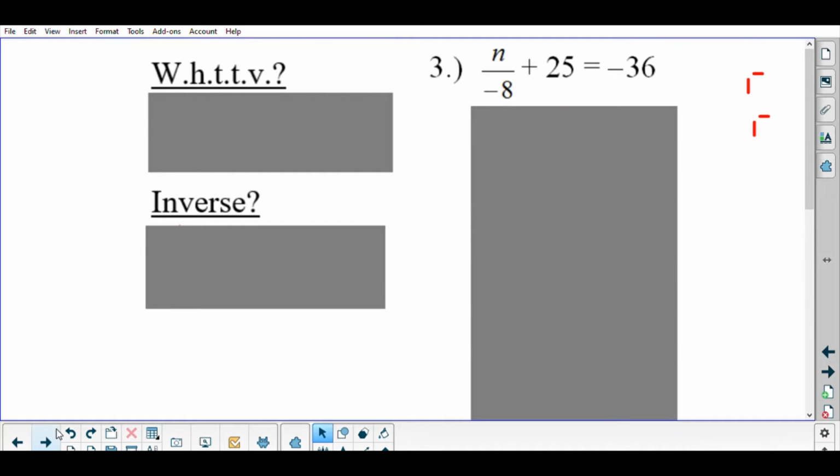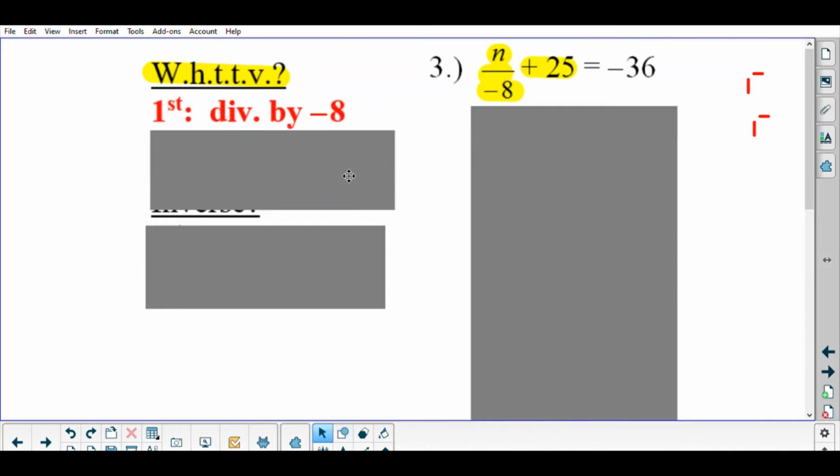It's time now to do a couple together. Problem number 3. It's on the first page, and I believe there's a little bit of room on the left for you to write out the thought process, which is going through what's happening to the variable, WHTTV if you want to abbreviate. So what's happening to the variable n? Well, it's being divided by -8, then added by 25. So let's write that out.